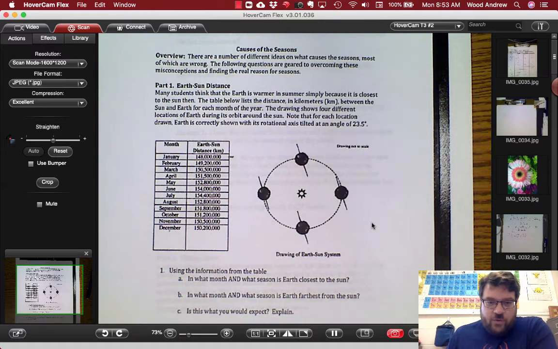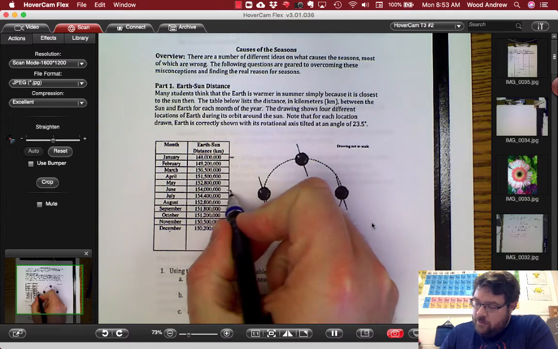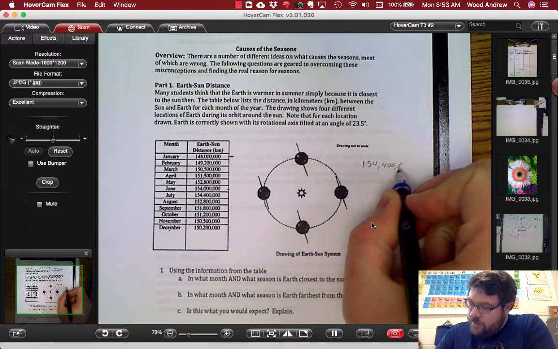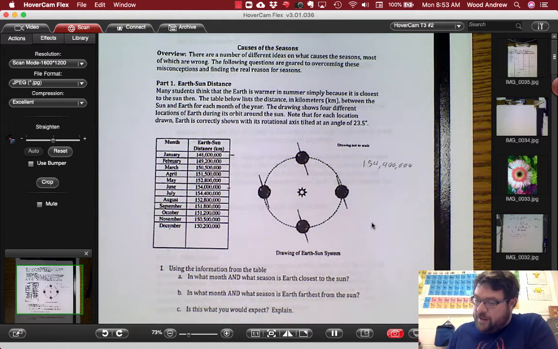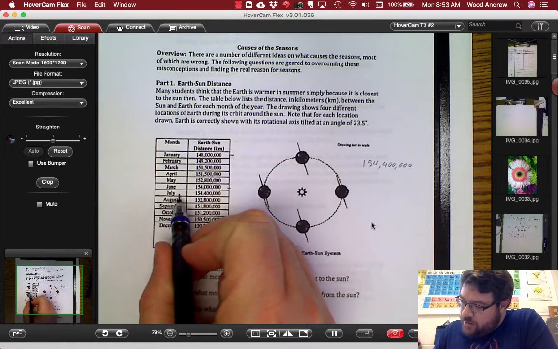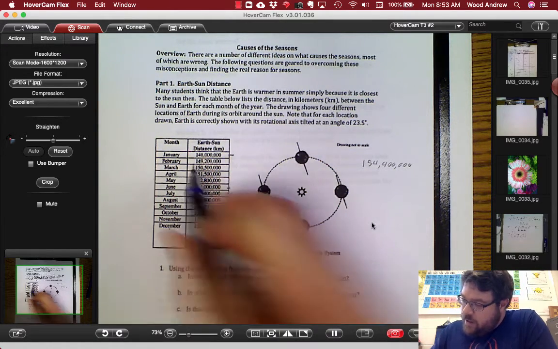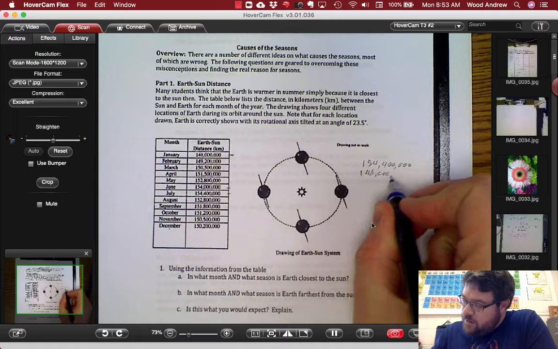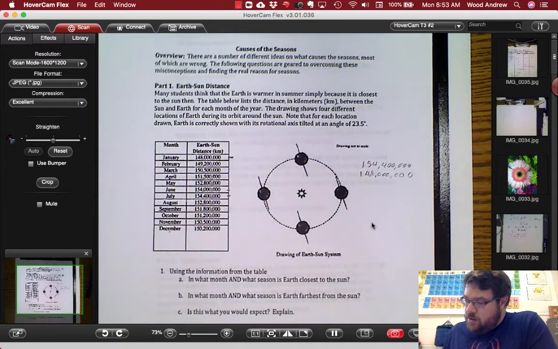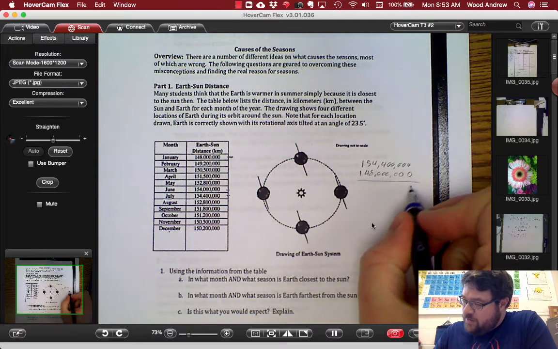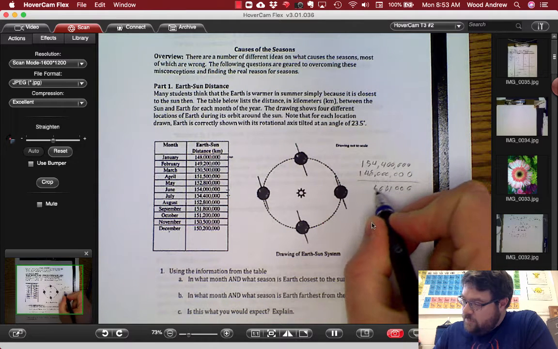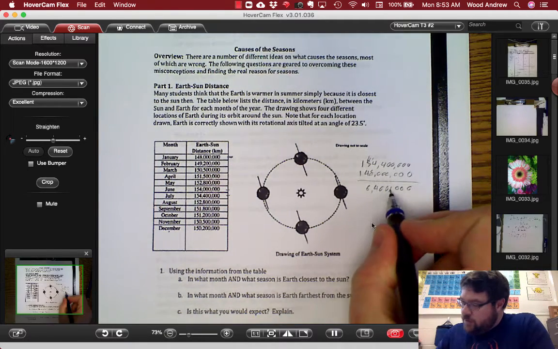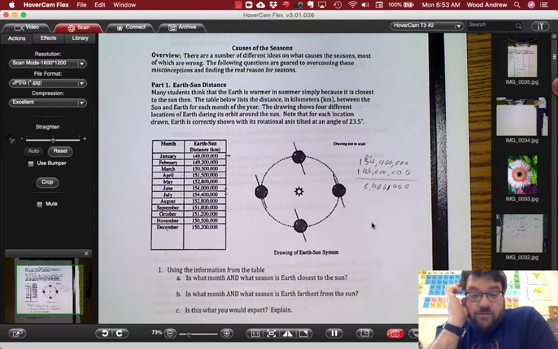Let's find the point where we're furthest away, which is in July, right? So we have 154,440,000 kilometers in July, and 148,000,000 in January. That, of course, is a difference of a little over 6 million kilometers. That's a long way.